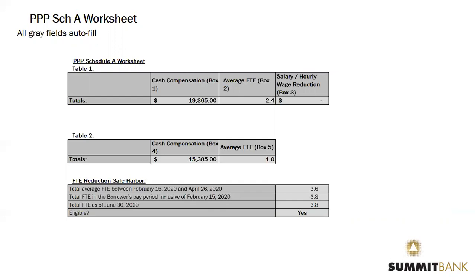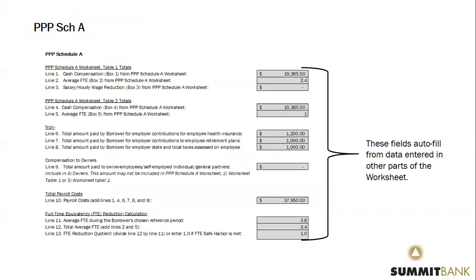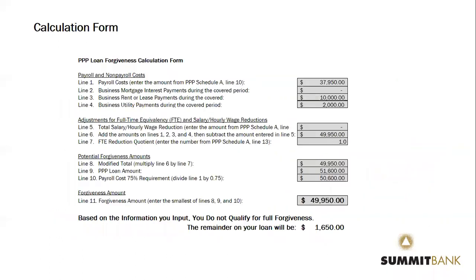I see here how much I compensated my employees, how many average full-time employees I have, any reduction in salaries, and then again, this is a continuation of the PPP Schedule A worksheet. So all of these calculations have been made for me based on the information I put in. And ultimately, the form comes up with a forgiveness amount of $49,950, meaning that ABC LLC is required to pay back $1,650. And this is due to the reduction in Brad's salary.